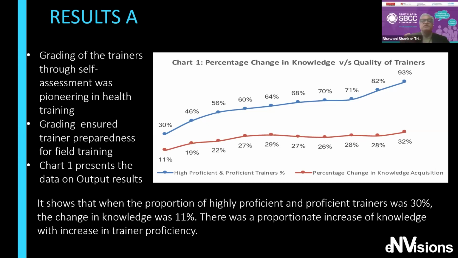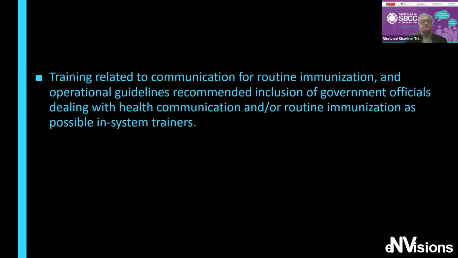We have the grading of the trainers through the self-assessment, which, as I said, was pioneering in health. The grading actually ensured the trainers' preparedness for field training. On the other hand, it also shows the output results. So you see that there is a corresponding increase in knowledge and uptake of knowledge, with the proportion of highly proficient trainers going from 30% to 93% and from 11% to 32%. That was quite a very encouraging result that we have.